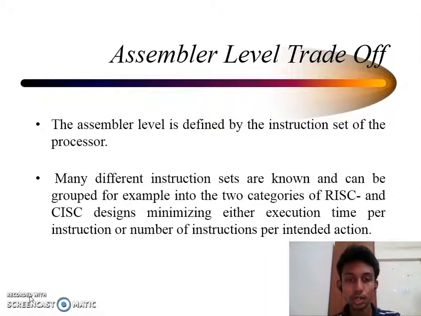Now let's talk about different levels of trade-offs. The assembler level is defined by the instruction set of processors. Many different instruction sets are known and can be grouped, for example, into two categories, as we all know: RISC and CISC, that is reduced instruction set computing and complex instruction set computing designs, which minimize execution time per instruction or number of instructions per intended action. The used instructions are counted and the instruction execution time is set into relation to the frequency of use in order to define an optimal instruction set.